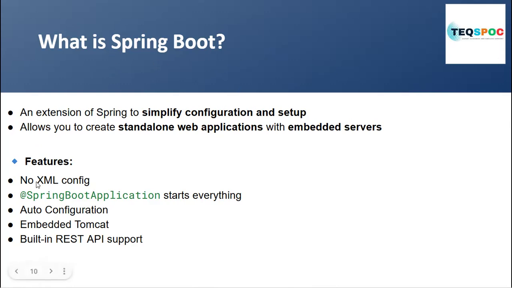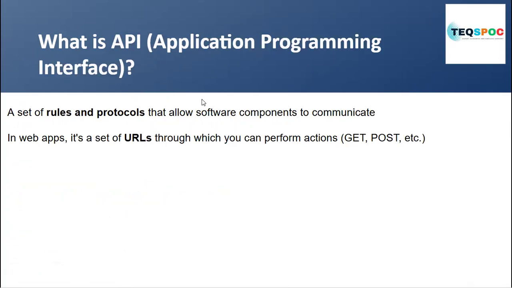The features it has: XML configuration, and the Spring Boot application starter. Basically, this is the main annotation which will start your application. Then we have auto configuration, which automatically configures all the dependencies which we add. Embedded Tomcat server: we do not have to add Tomcat in Spring Boot. Built-in REST API support: we do not have to add the REST API separately. So this thing is basically missing in the Spring framework.